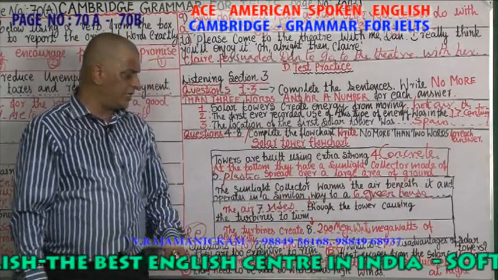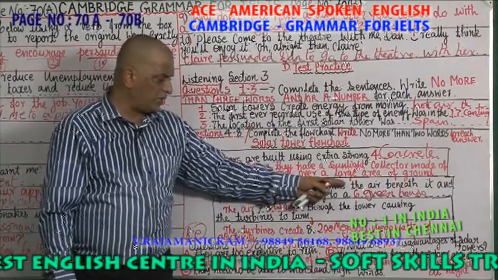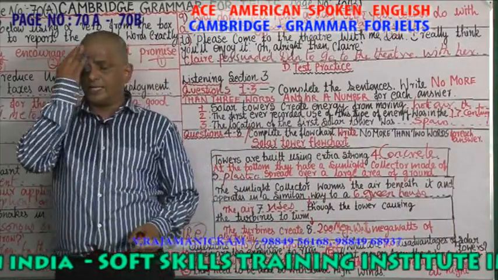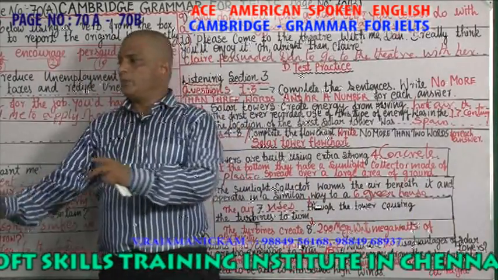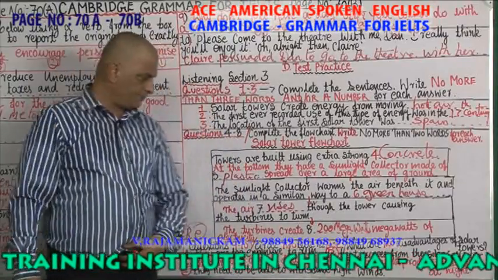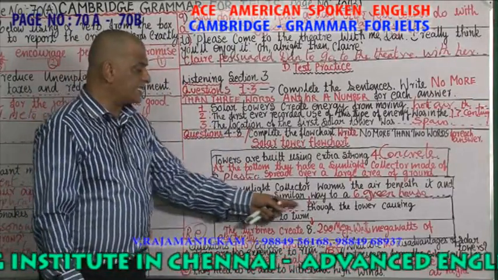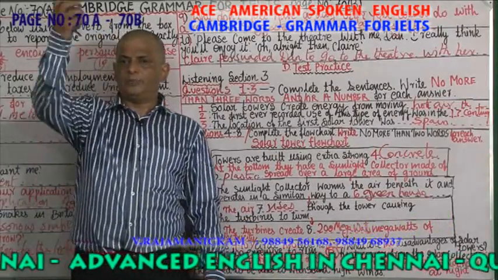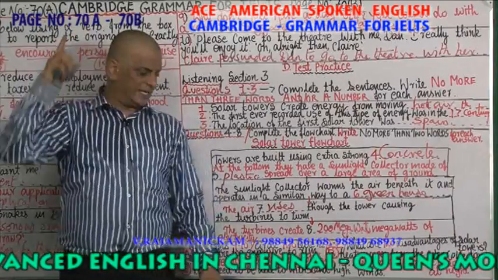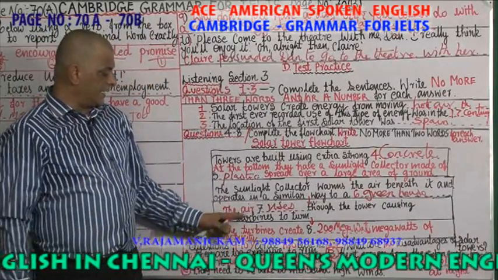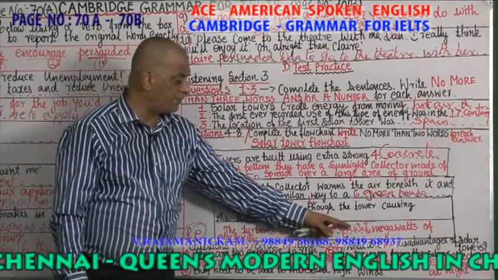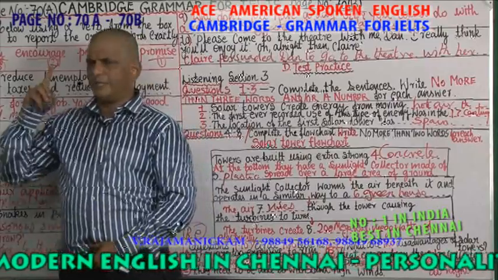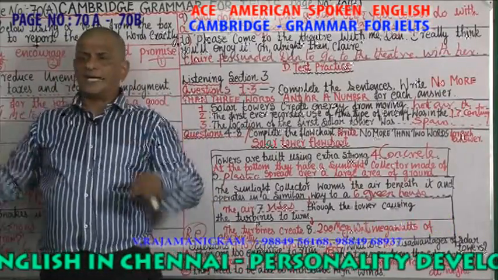Spread over a large area of ground. The sunlight collector warms the air beneath it and operates in a similar way to a greenhouse. Greenhouse என்னன்னா பாத்தீங்கன்னா சூரிய ஒளி மூலமாக செடி கொடிகளை வளர்ப்பது, அதான் greenhouse. The air rises through the tower causing the turbines to turn. சூரிய வெப்பம் என்ன பண்ணுகிறது? மேலே போகிறது, அந்த டர்பைன் அந்த ஃபேனை சுத்த வைக்கிறது, rises up. And the heat. The turbines create 200 megawatts of electricity. And the turbines எத்தனை electricity உற்பத்தி பண்ணுகிறது? 200 megawatts.